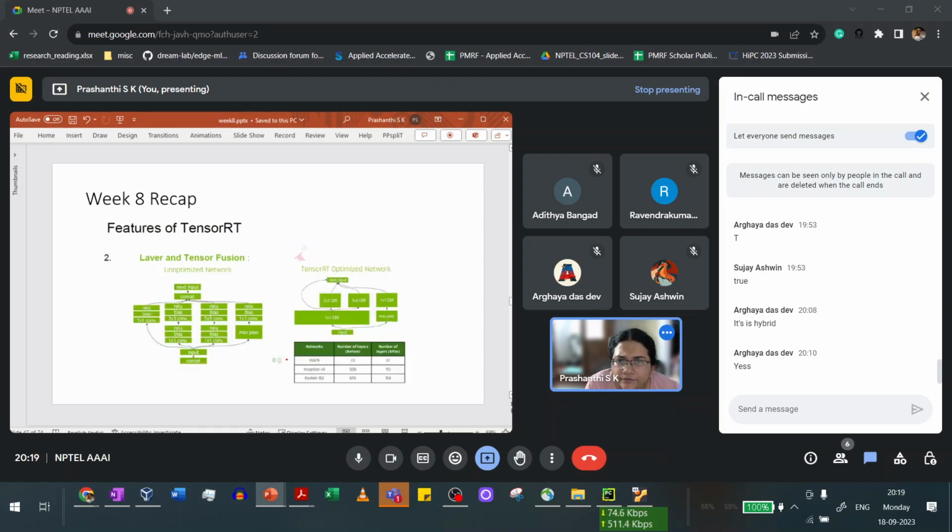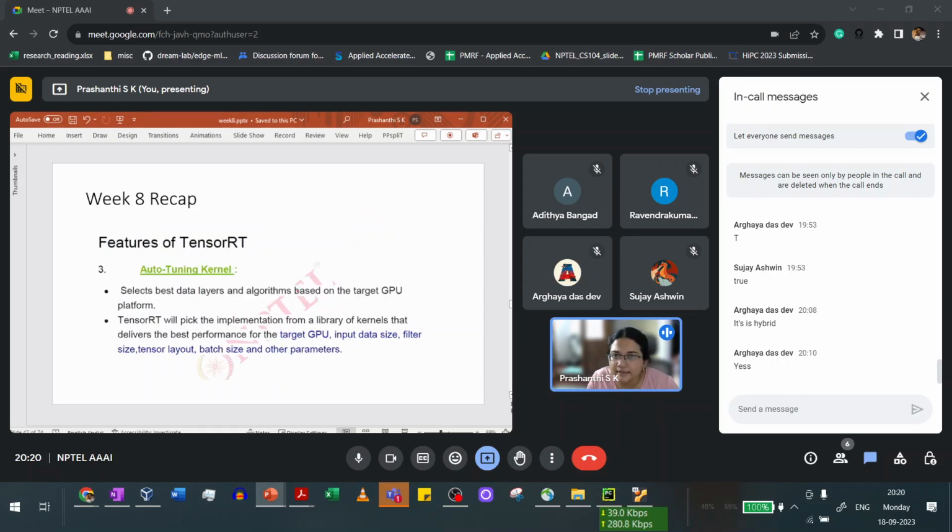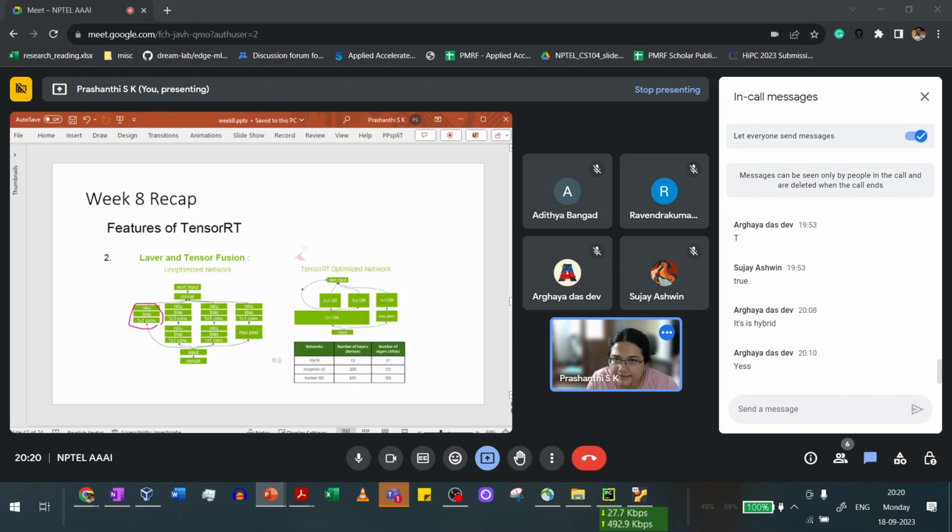So there is a figure that shows you this. This is what the unoptimized network looks like. As we saw in the previous slide, this set of layers can all be fused, right? Wherever you see this ReLU, bias, convolution. So therefore this whole thing starts looking like this now. What is the advantage of doing this? It optimizes the use of GPU memory and bandwidth. So that's another thing that TensorRT does.